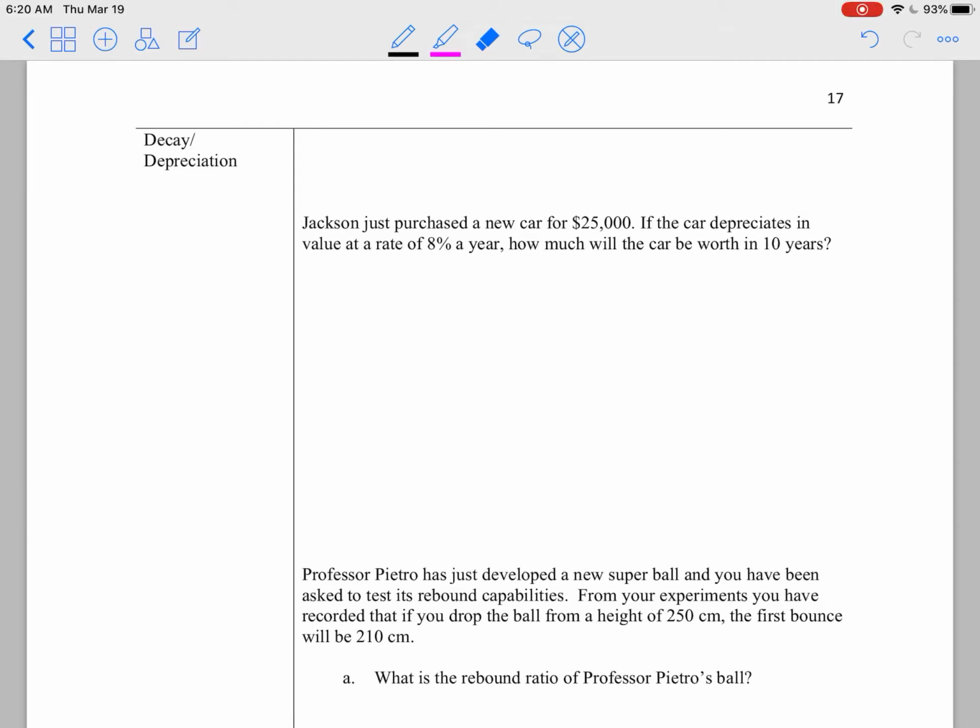Okay, we're going to continue our notes in Chapter 8. This time we're going to talk about decay or depreciation. So what that means is instead of the money going up or the value going up, it's going to go down. So the only big difference is, so far, everything we've been doing is initial value.